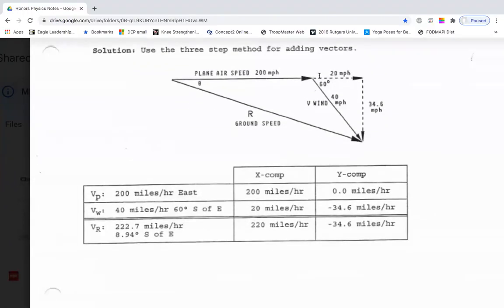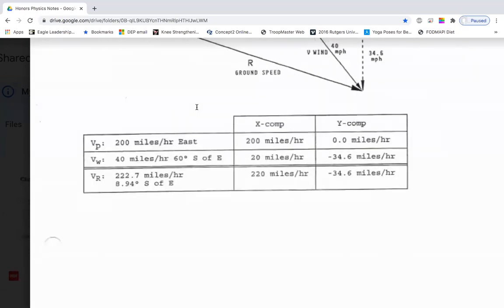This example tells you just take this vector, break it up into components. So we're traveling 220 miles per hour east. The wind is carrying us 34.6 miles per hour south. Well, now we can use the Pythagorean theorem to find the resultant, and then inverse tangent to get the angle. There's all your math.